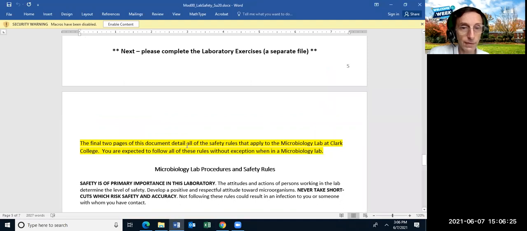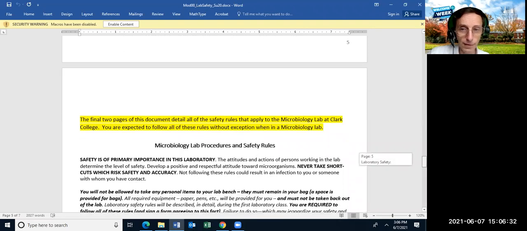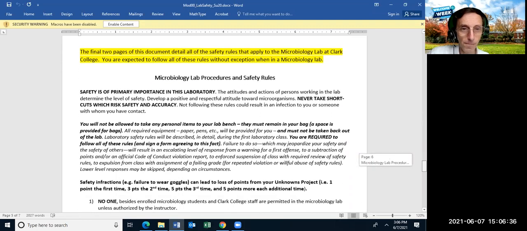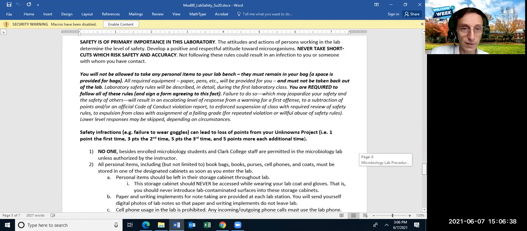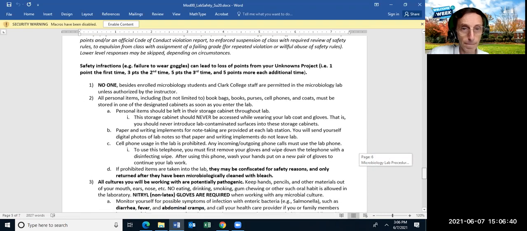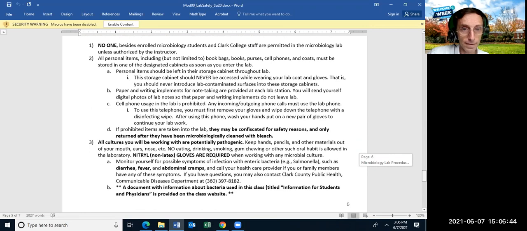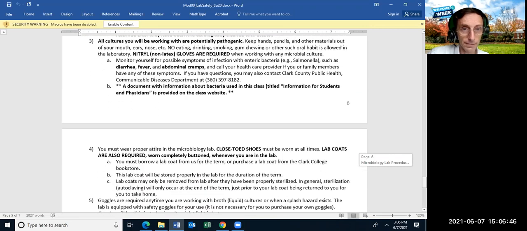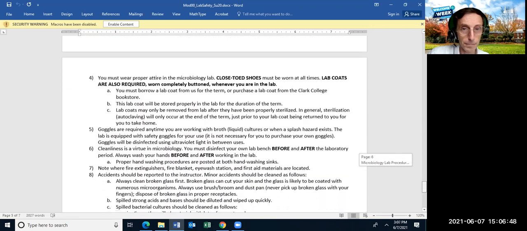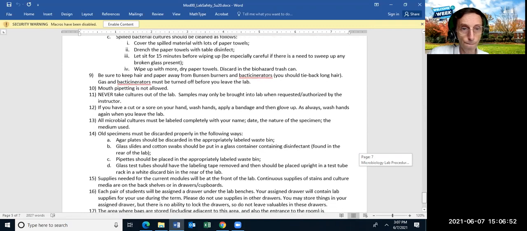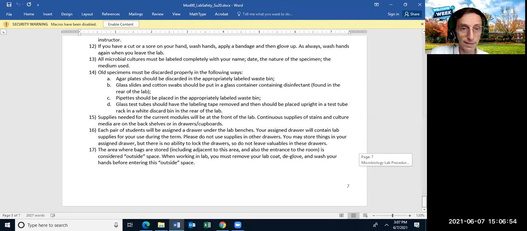The final 2 pages go through safety rules, which I've already kind of talked about. And that's not at Clark, that's at Yavapai. I've got to change that. And some safety procedures. I think I've already talked about that in the syllabus, so I won't repeat myself.